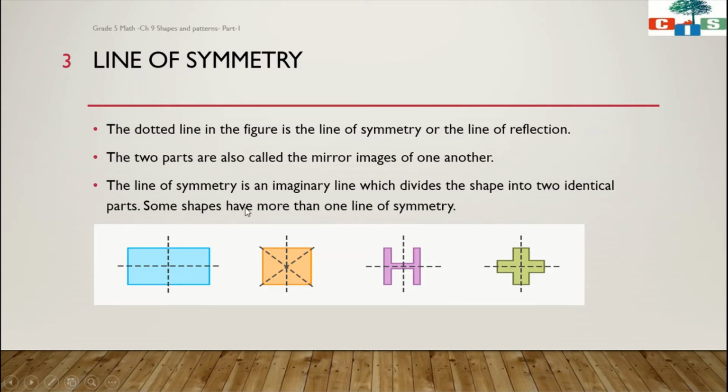Some shapes have more than one line of symmetry. For example, if we take a circle, the circle has infinite lines of symmetry. Or if we take a square, the square has four lines of symmetry. Or if we take a rectangle, the rectangle has two lines of symmetry. All this we will do in our Zoom class by taking different shapes and alphabets. I will explain line of symmetry to you.